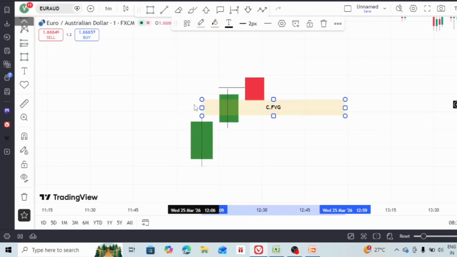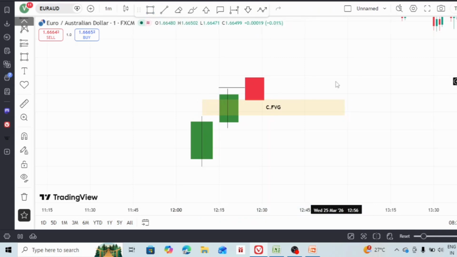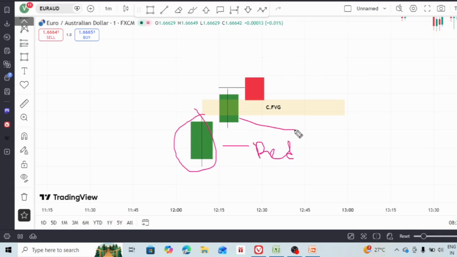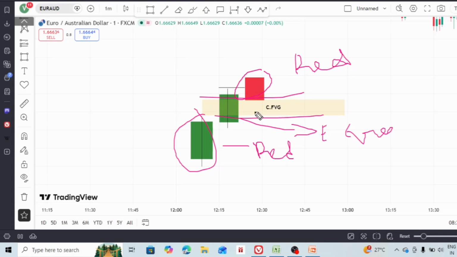So this will be the color change fair value gap. For the bullish color change fair value gap, this candle should be the expansion candle like the fair value gap, and this should be a green candle, and then this last candle should be in a red color. This is called the color change fair value gap, or you can also call it the opposite candle fair value gap.